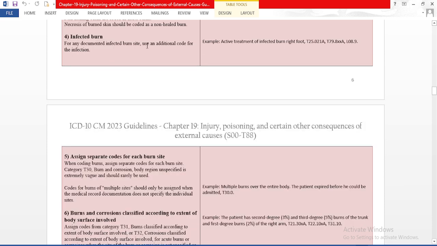We have one more example here, infected burn. For any documented infected burn site, use an additional code for the infection. So if you consider one example here, active treatment of infected burn of the right foot. So here we have coded the right foot burn as well as the infection of the right foot.